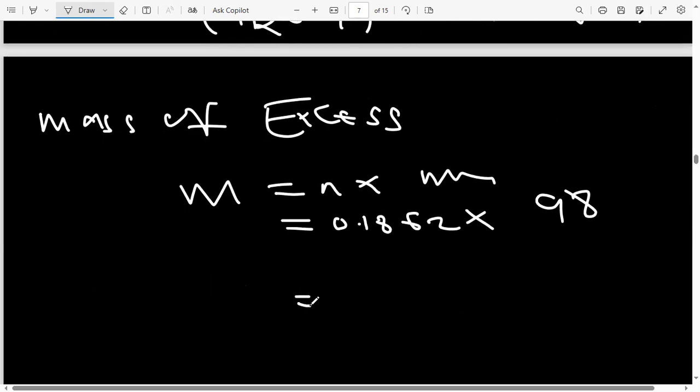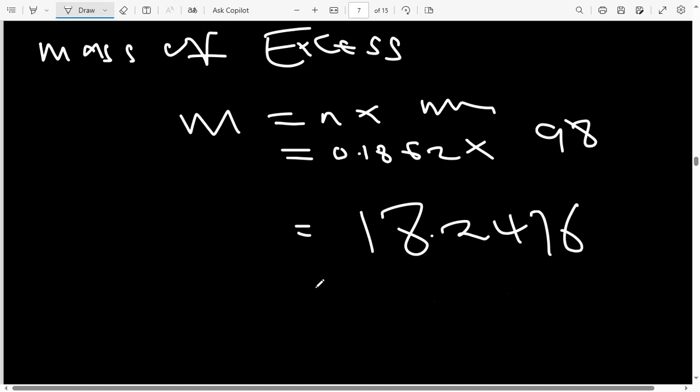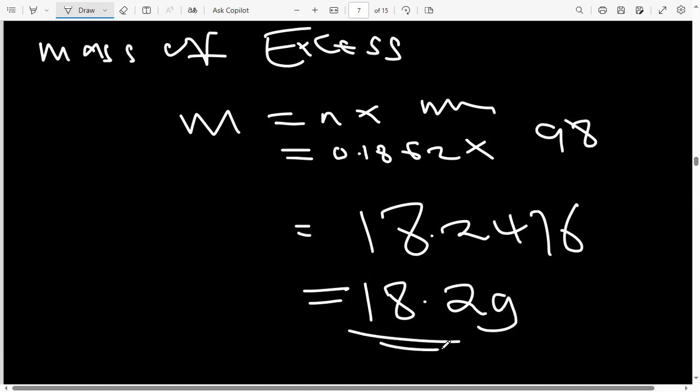What are we going to get? Okay, so let's pass that into our calculator. So I have 0.1862 multiplied by 98, and I'm getting 18.2476. Okay, you can round it off to 1 decimal place, which is just 18.2 grams. So this here is the excess mass of what? Hydrochloric acid.